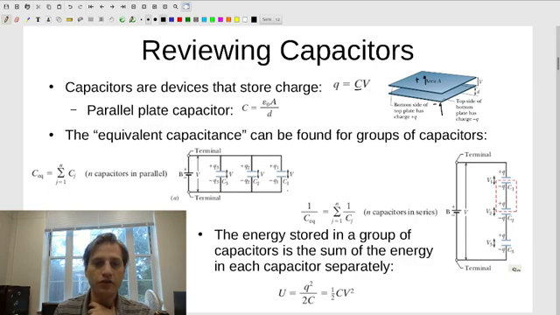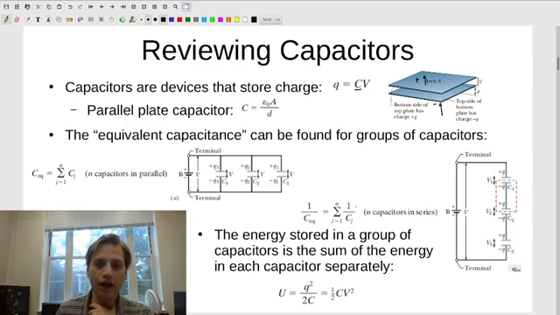We've also talked a lot about equivalent capacitance and realized that if you put a bunch of capacitors in parallel, they can act like a bigger capacitor. If you put a bunch of capacitors in series, they can act like a smaller capacitor.